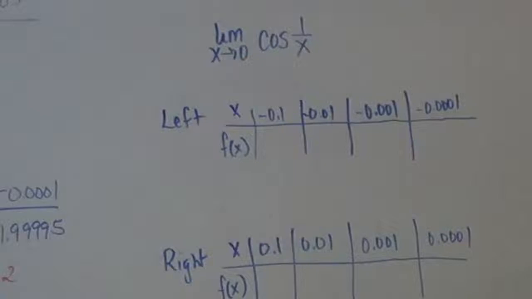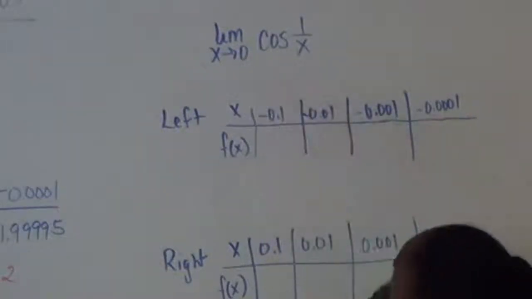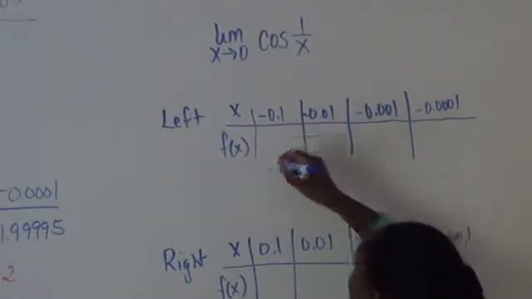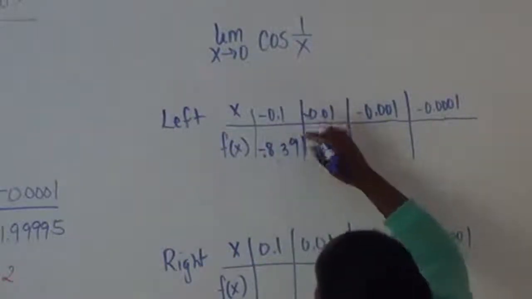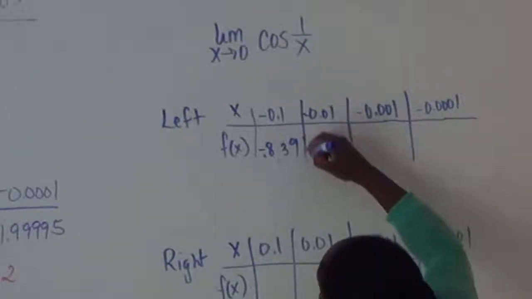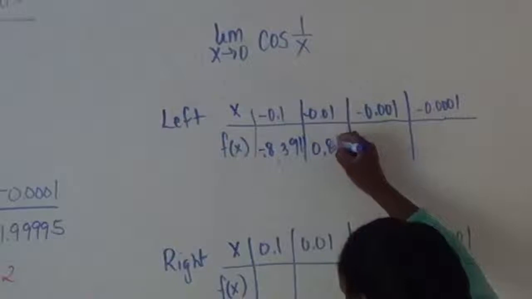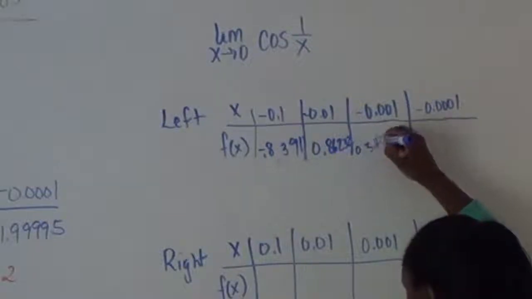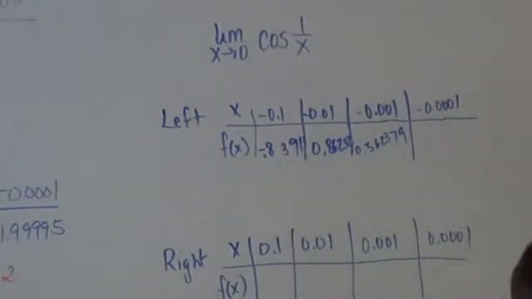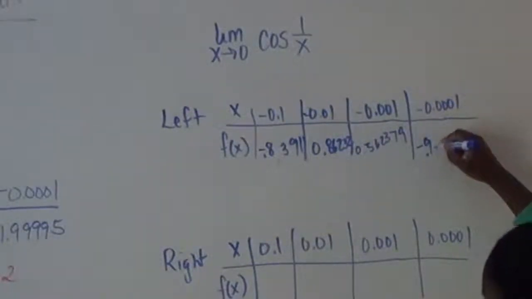Okay, so again, probably going to need a calculator to simplify this down. I already did these ahead of time, but plugging in my values, at 0.1 we're going to get a negative 0.8391. For the second one, when I plug it in, I'm going to get 0.86232. For the next, we get 0.562379. And then for the next, we're going to get a negative 9.95215.